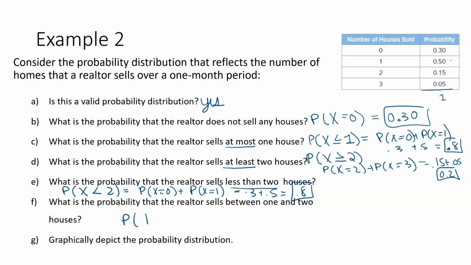What is the probability that the realtor sells between 1 and 2 houses? So that means that they sell 1 house or they sell 2 houses. And so that's 0.5 plus 0.15, that's 0.65.